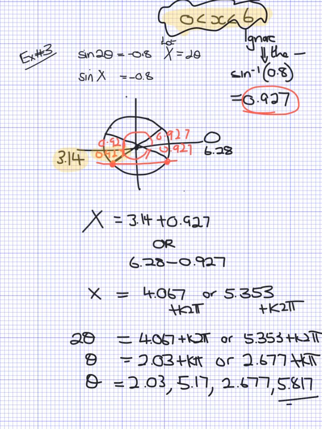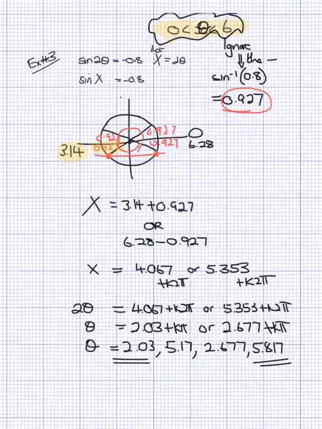So the number of solutions does depend on if we've got a domain or not. If we've got a restriction on the value of x, that really should be the value of theta, then we of course can't go over that restriction.